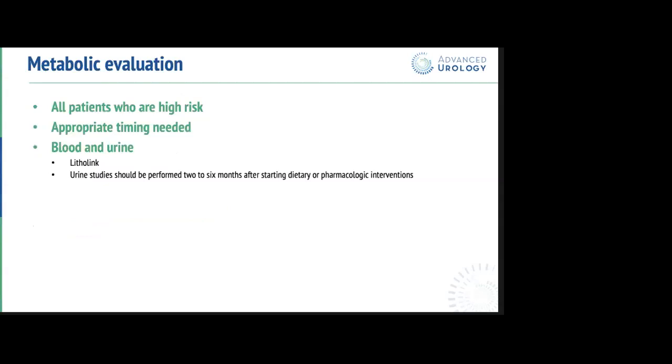So who should get a metabolic evaluation? All patients who are high risk, and these are patients who have a large burden of stones, who've formed recurrent stones. These are younger patients.